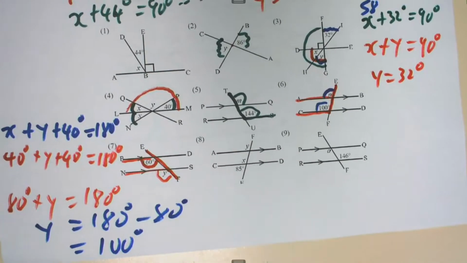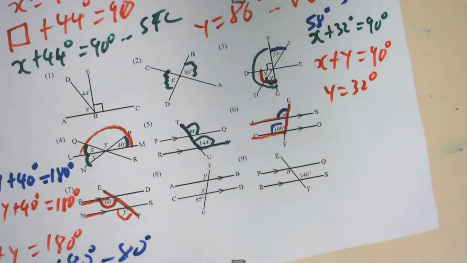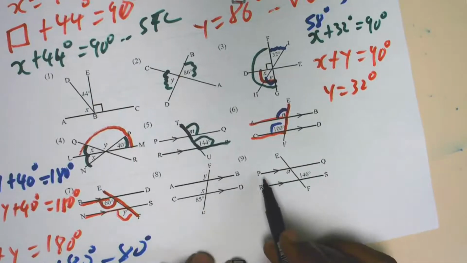What is the relationship? When you look at the question, what is the relationship? Number 9, it says A. Where is A based? Below the parallel line.